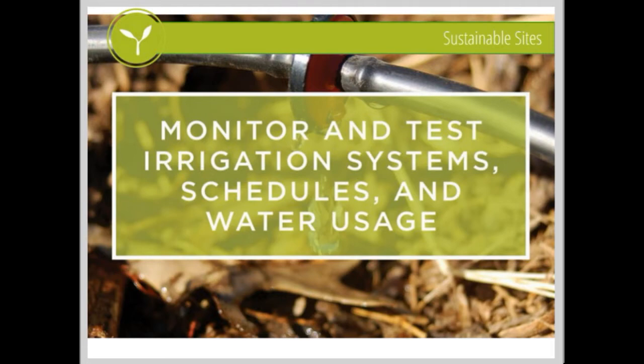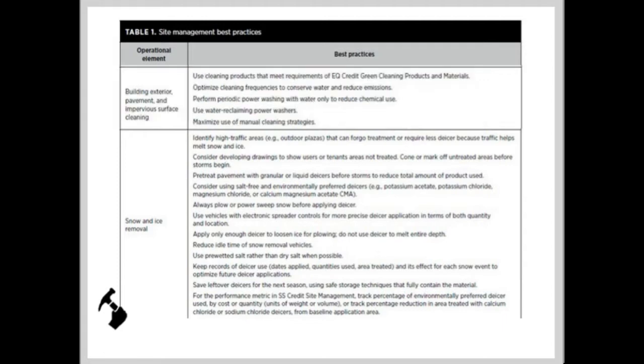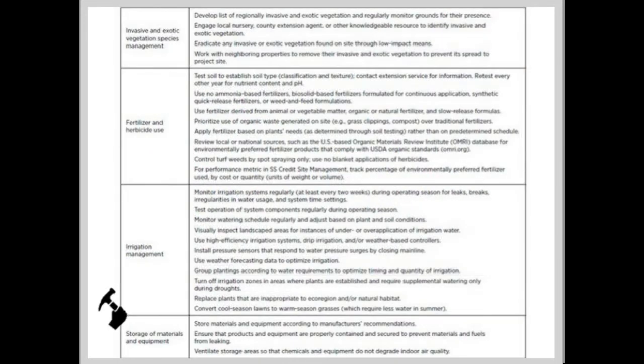Another operational element of this prereq is irrigation management. Projects should monitor irrigation systems manually or with automated systems at least every 2 weeks or 14 days during the operating season for appropriate water usage, system times, leaks, or breaks. This is a possible question. Listed here are some more of the best management practices for operational elements in the site management policy. This table is also included in your Module 3 study notes.